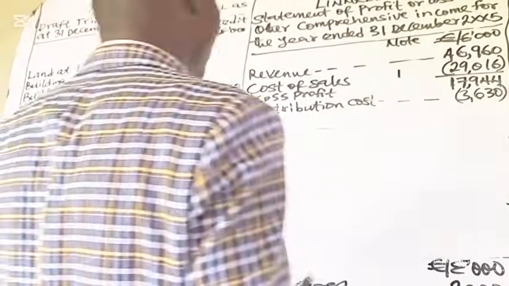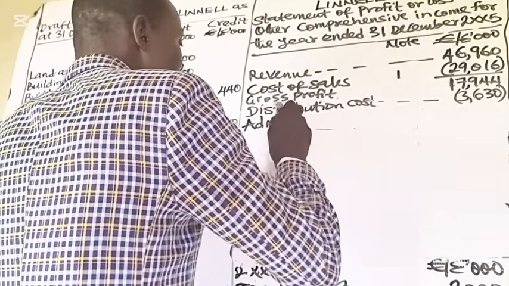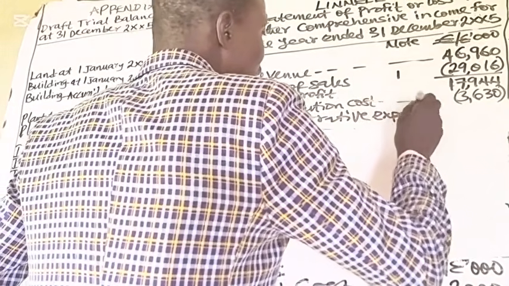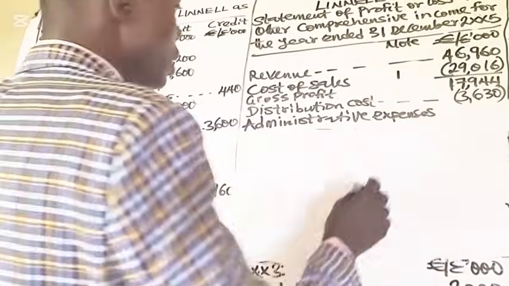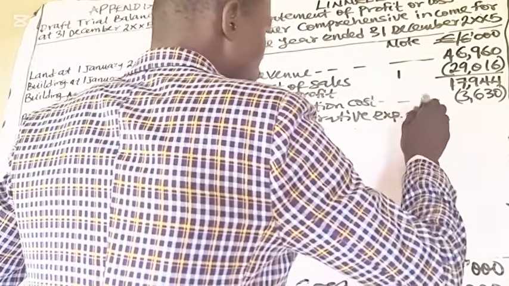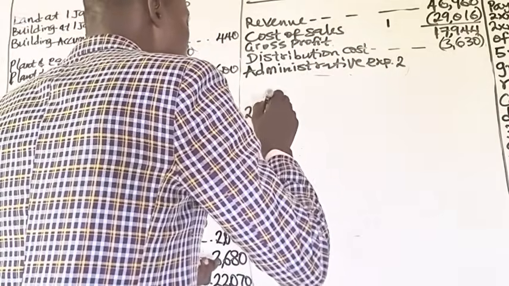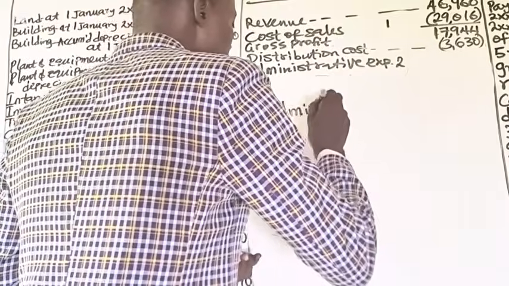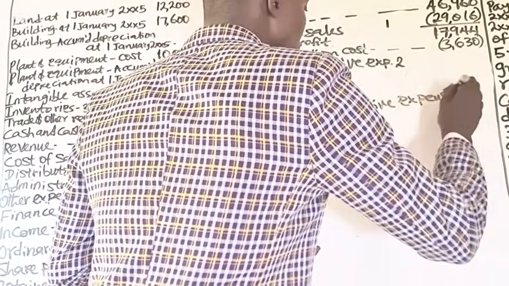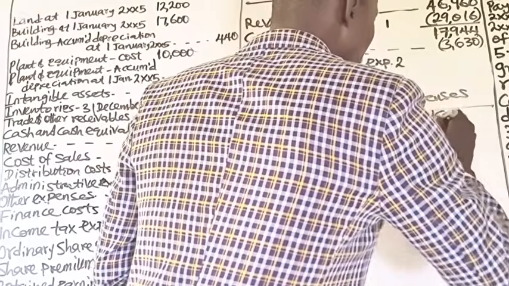After distribution cost, we have administrative expenses. Let's have that as note 2. Administrative expenses, note 2. The amount is in €1,000.